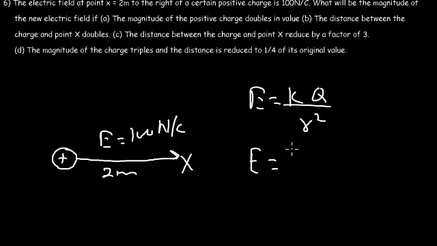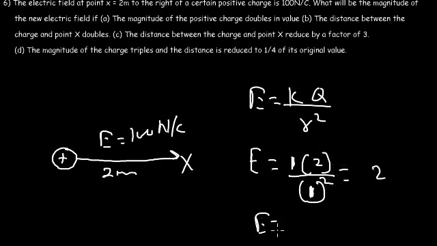I'm going to replace K, since it doesn't change, with 1. I'm going to replace the quantity of charge with 2, because it doubles. Initially it is Q; by the time it doubles, it becomes 2Q. Then divided by R, which doesn't change, so I'm still having 1 squared. This turns out to be equal to 2, which implies that the electric field will also double.